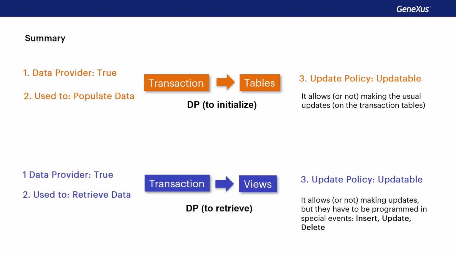When the data provider property associated with the transaction is set to true, and we indicate that we're going to use it to receive data, GeneXus understands that the transaction will not have any associated tables, and that it will make a view from that data provider. Then, according to the value that we indicate in the update policy itself, the corresponding events should be programmed to allow the insertion, modification, or deletion of records in the corresponding tables.